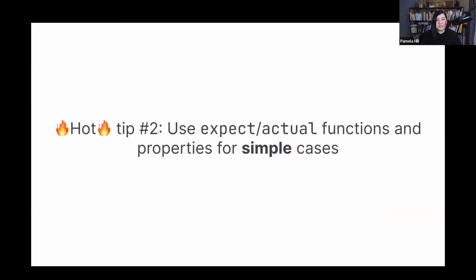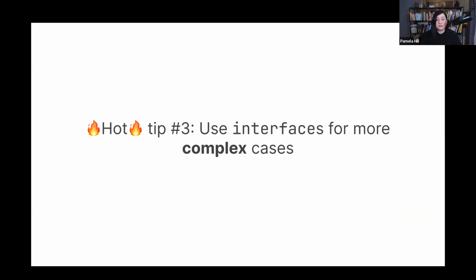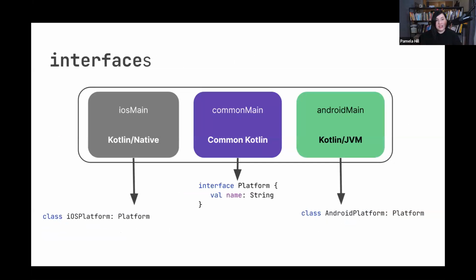So my hot tip number 2 is to use expect actual functions and properties for simple cases and interfaces for more complex cases. So here I'm declaring in common main an interface called Platform. So it's kind of emulating what I had in my demo. And it has a property name. So clearly it's going to do something that is platform specific in Android main and iOS main. Maybe it's something to do with returning Android and the SDK version or something like that.